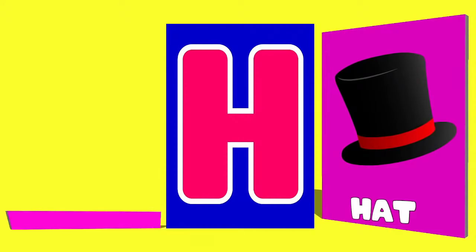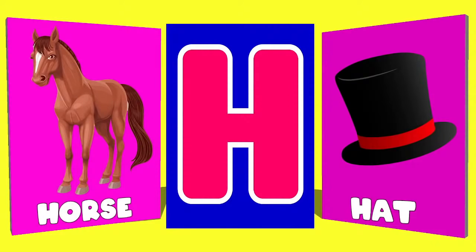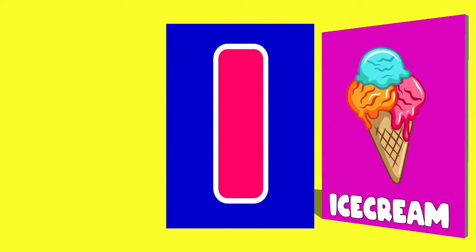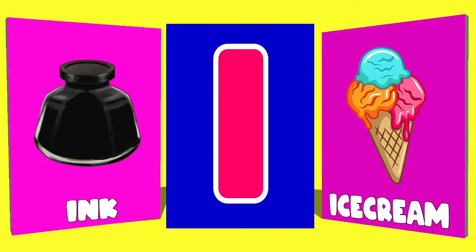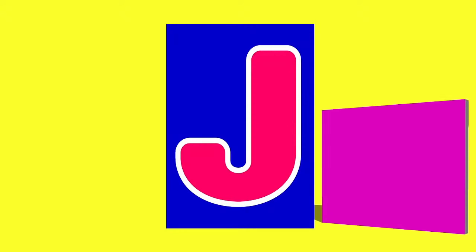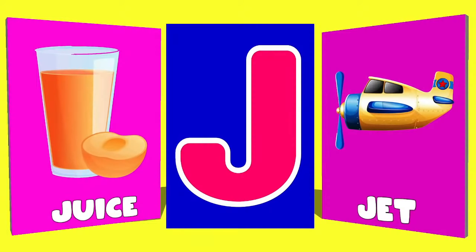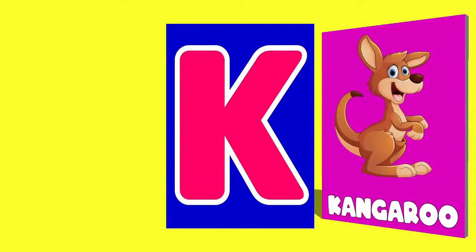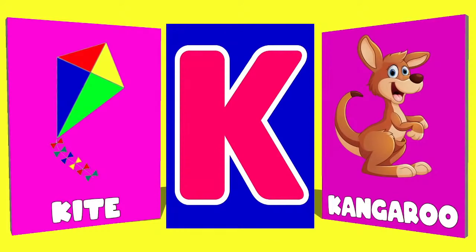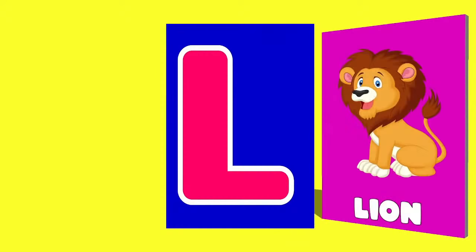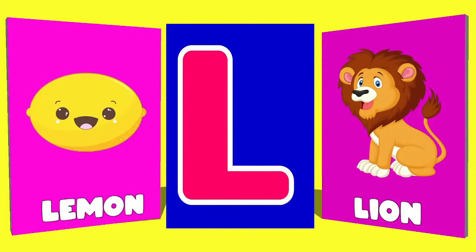H for hat. H for horse. I for ice cream. I for ink. J for jet. J for juice. K for kangaroo. K for kite. L for lion. L for lemon.